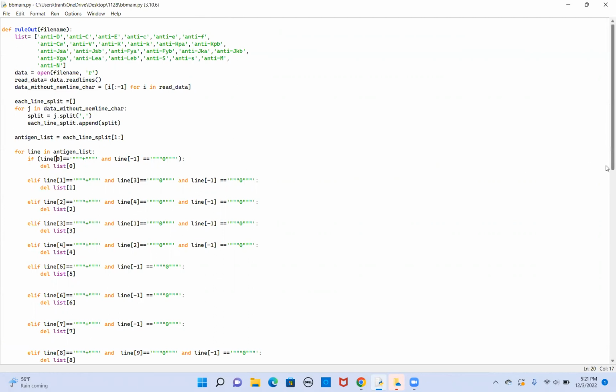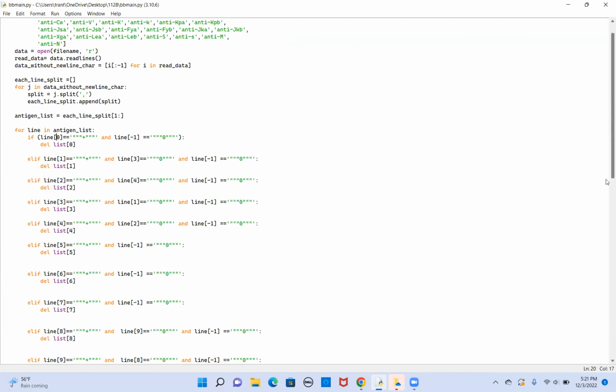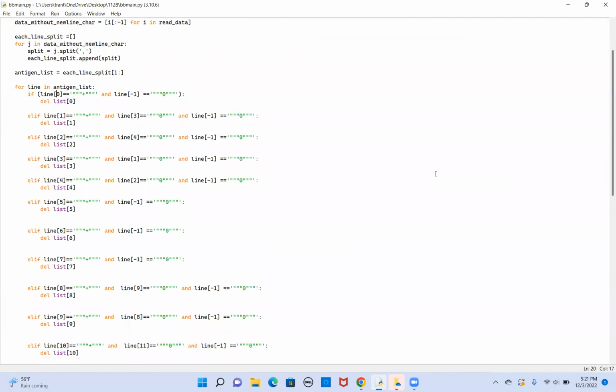For antigens with homozygous corresponding antigens, so if that antigen is positive, for example, and the heterozygous is negative, and the final result is negative, then the corresponding antibody is ruled out.